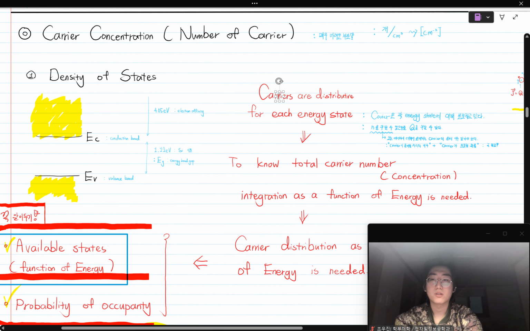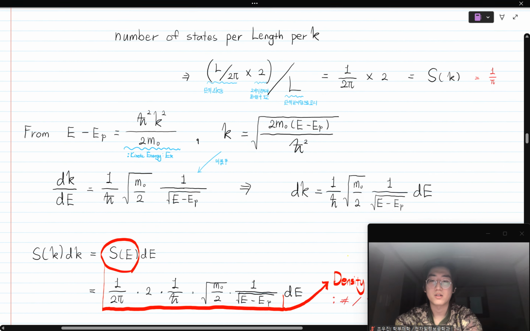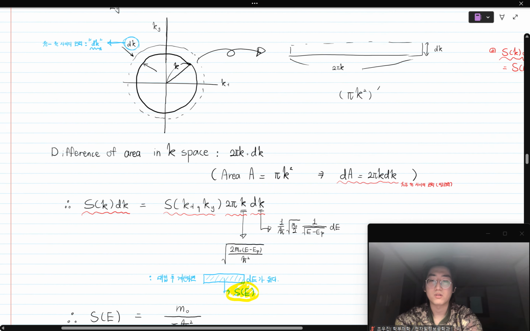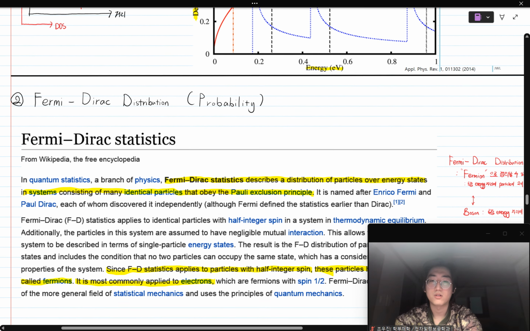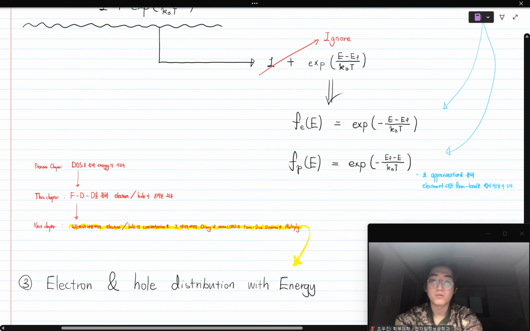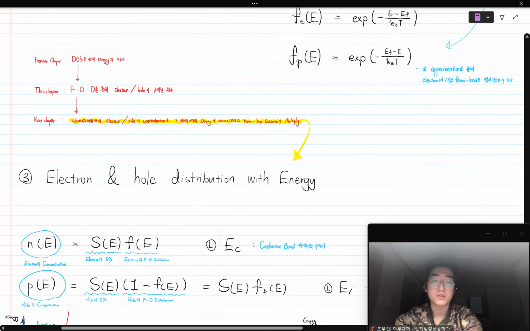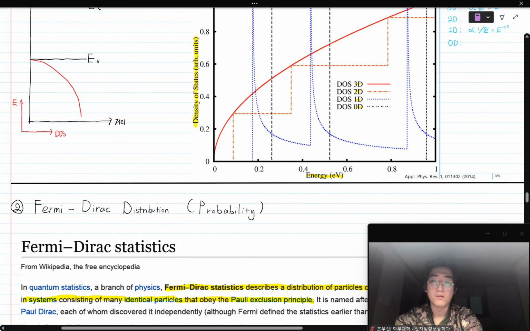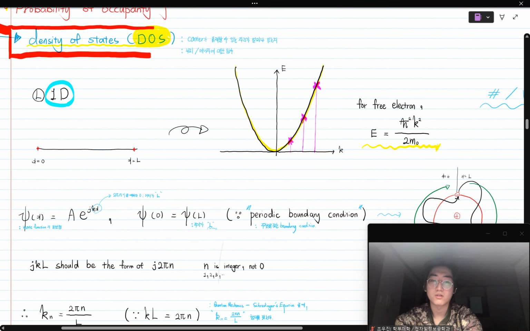The first thing I'm gonna talk about is density of state, and next thing I'm going to talk about is Fermi-Dirac distribution, which is here. And last thing I am going to talk about is electron and hole distribution with energy. Let's get it started. The first thing I'm going to talk about is density of state.